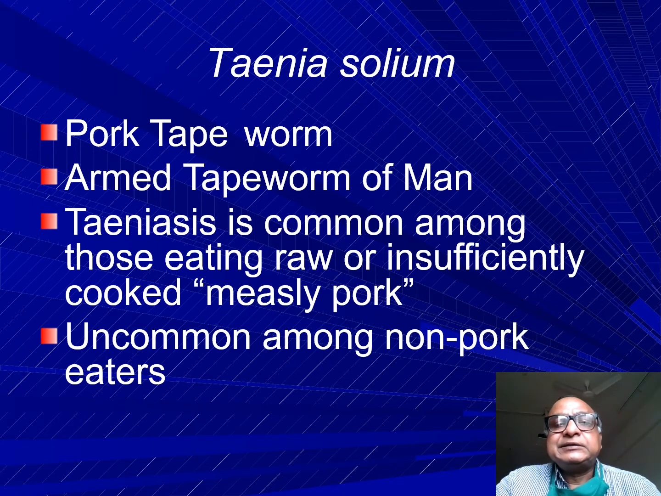Cyclophyllidean is Taenia solium, also known as pork tapeworm or the armed tapeworm of man. The disease caused by Taenia solium is known as taeniasis and is common in those who eat raw or insufficiently cooked measly pork. As I said in my earlier slides, measly means what? And it is relatively uncommon in the non-pork eaters.